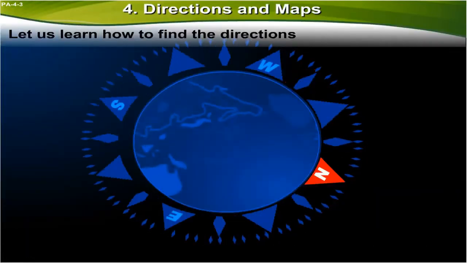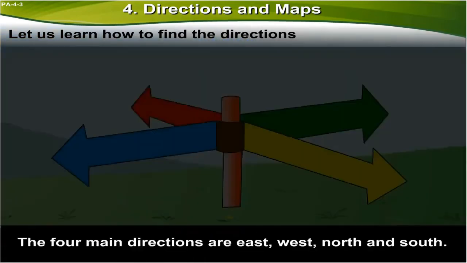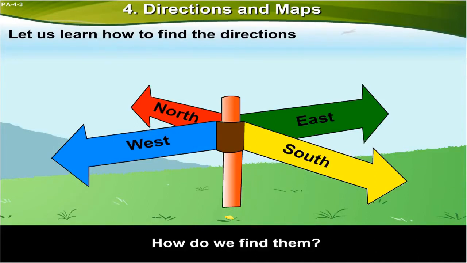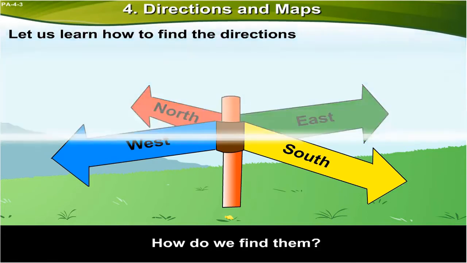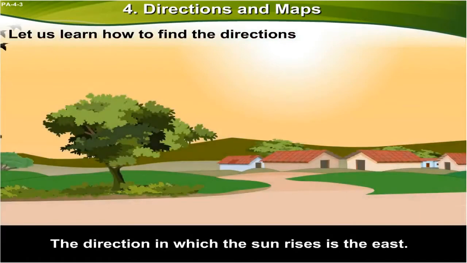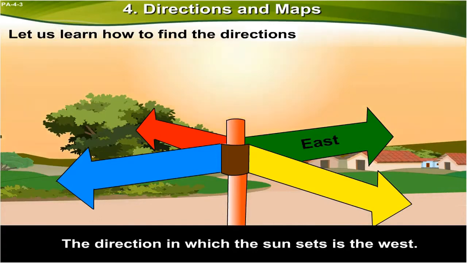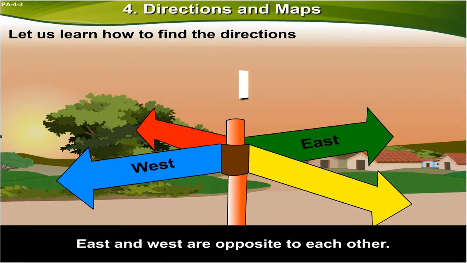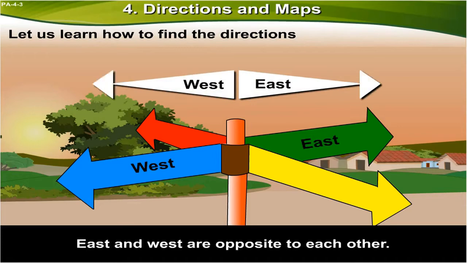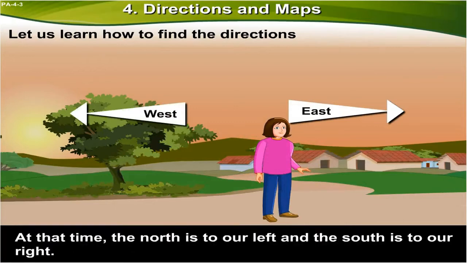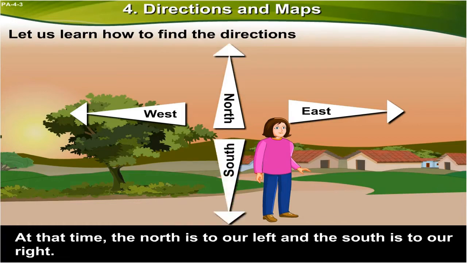Let us learn how to find the directions. The 4 main directions are east, west, north, and south. How do we find them? Well, let me help you in that. The direction in which the sun rises is the east. The direction in which the sun sets is the west. East and west are opposite to each other. If we stand facing east, the west is behind us. At the same time, the north is to our left and the south is to our right.